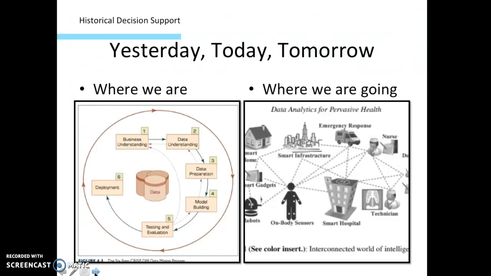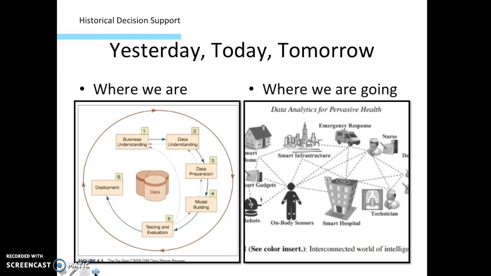So let's take a look, going back in time, at historical decision support. I called this yesterday, today, and tomorrow. So where are we? We can think of this as a cycle for a data mining process. The first thing that we have to have is a business understanding. How does the business run? What are the business rules? What's the workflow like? What are the roles and responsibilities of the people that work there? Who are all the stakeholders? Are they patients? Are they consumers? Basically, what is the business? Is it a hospital? Is it an insurance company? Is it a nursing home?